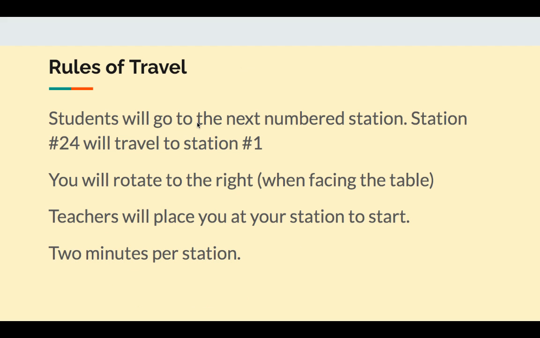Rules of travel. This is probably the most confusing part, and the teachers will be out there to help you. Each of the stations is numbered 1 through 24. Whatever station you start at, you are going to rotate to the next highest number. So if you're at station 4, you're going to then rotate to station 5. Now, as Mr. Mangone pointed out yesterday, if you are facing the table and the artifact, you will be rotating to the right. And of course, we'll be out there to help you. It shouldn't take but 2 rotations and you'll know exactly where to go. We'll place you at the start so that you know where to go. And once again, 2 minutes per session.